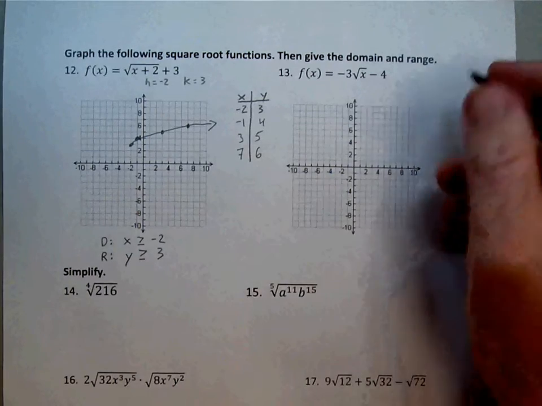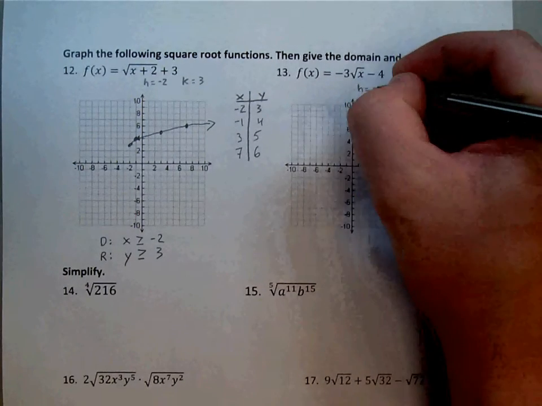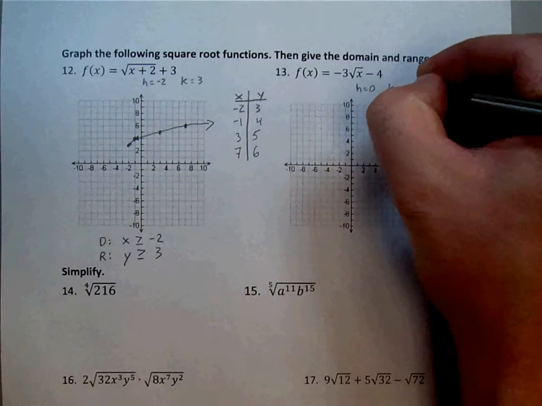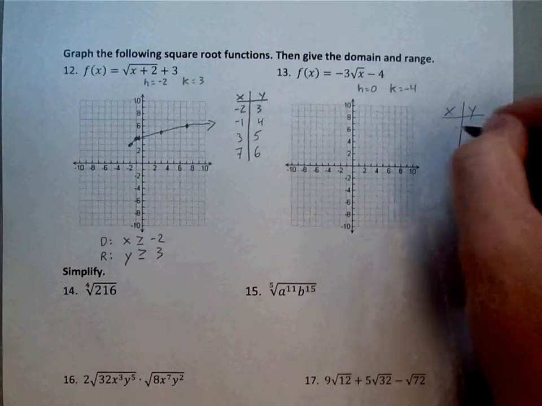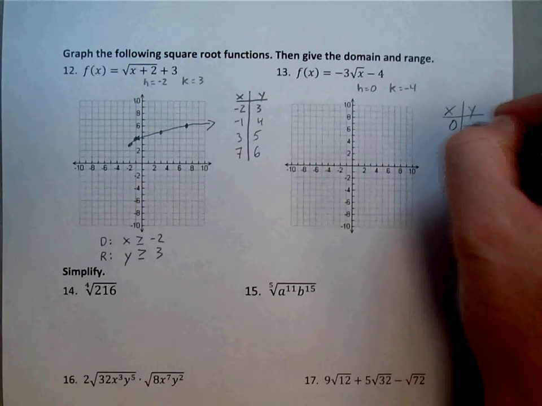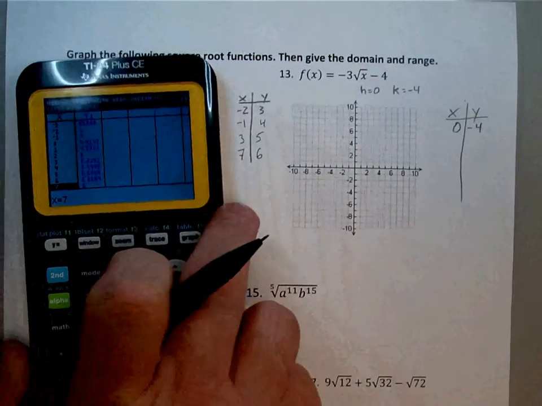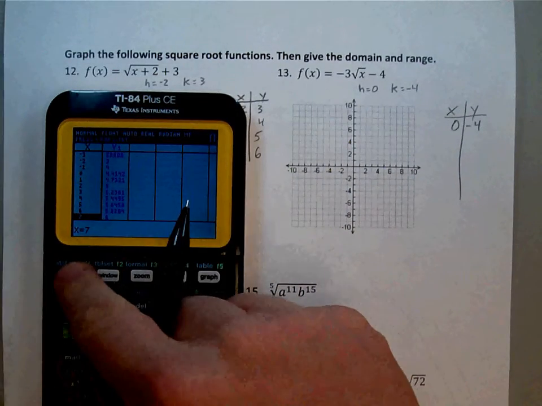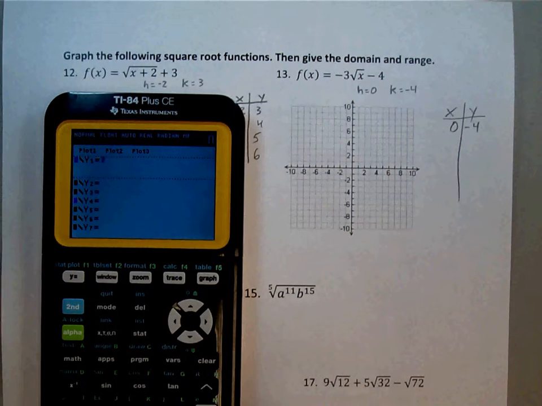Number 13 rather, sorry. H, there isn't a number inside the square root, so it's a 0. K is a negative 4. So I know already that my ordered pairs are going to start with 0, negative 4. But then I could go ahead, type this equation in as well. So go to y equals, clear the one that was already there.